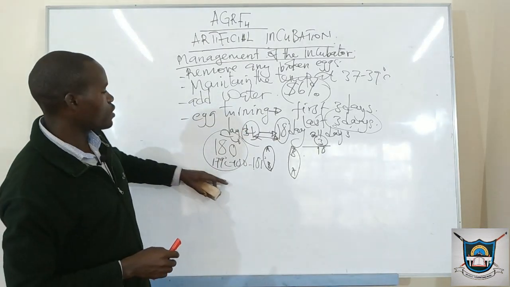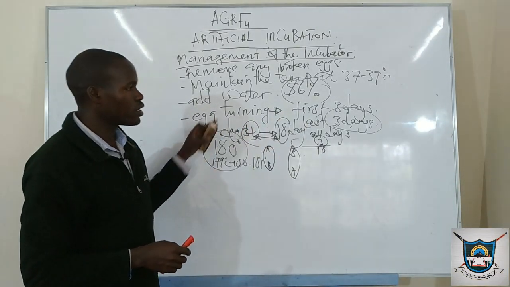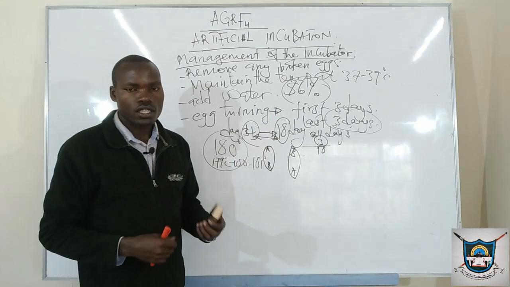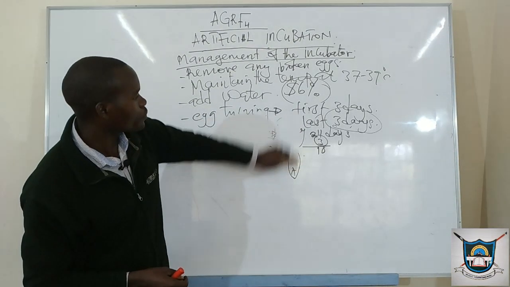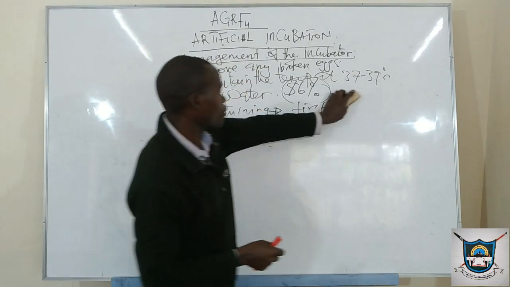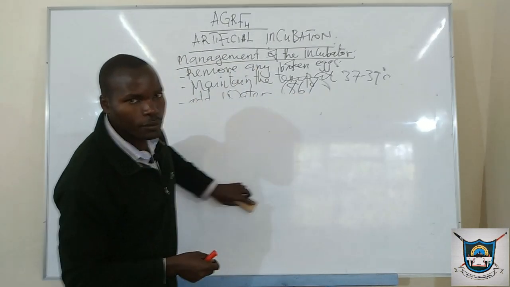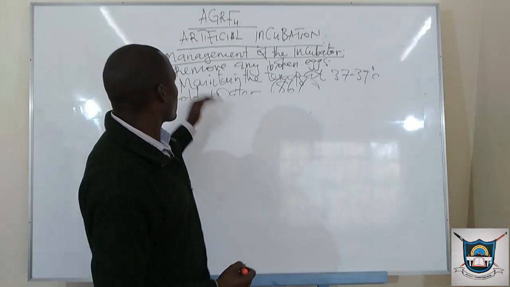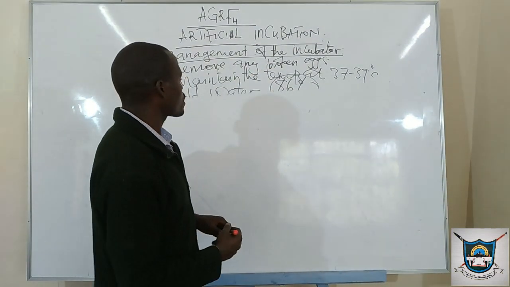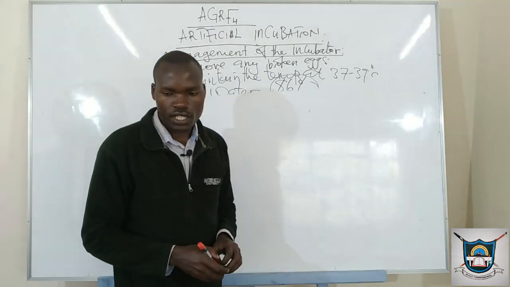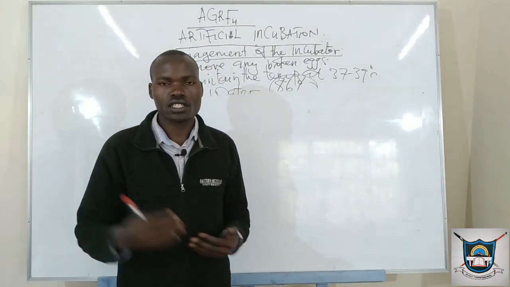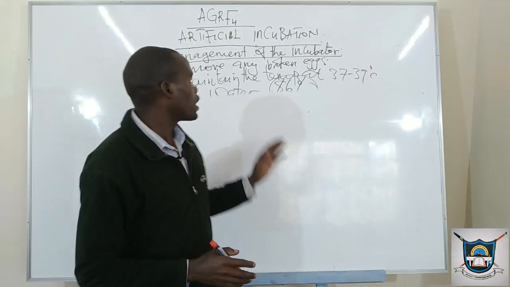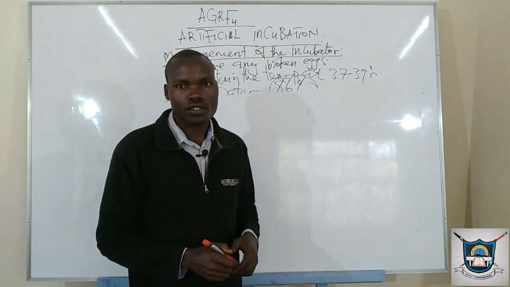We have said the reasons why egg turning should be done: to enable equal distribution of warmth within the egg. In general, those were the few management practices within the incubator. In our next lesson, we shall be looking at both the advantages and the disadvantages of the artificial incubation method. Thank you for listening.